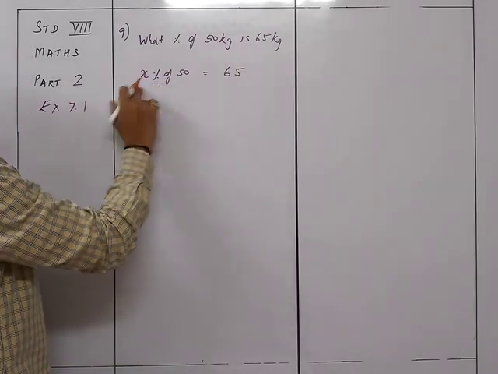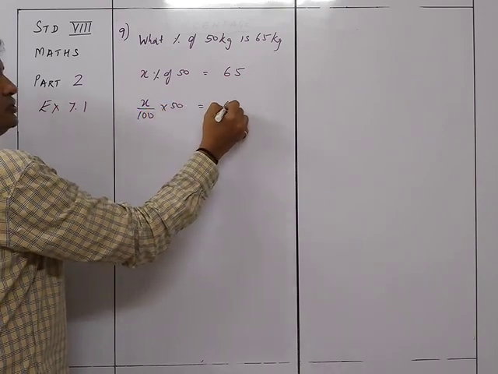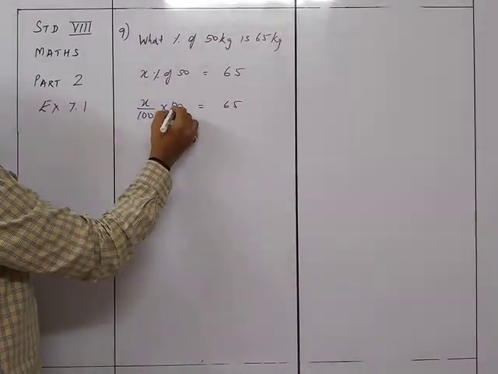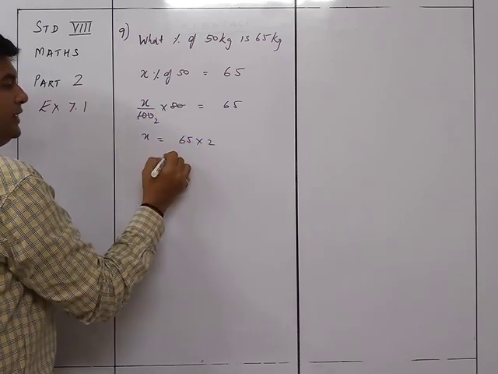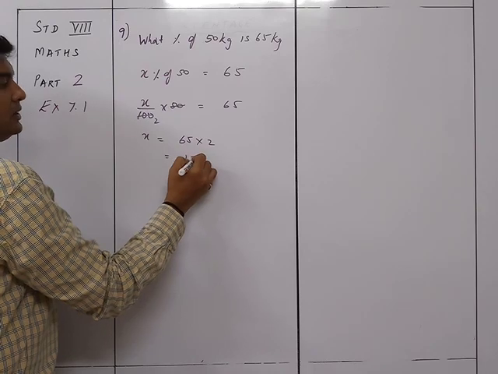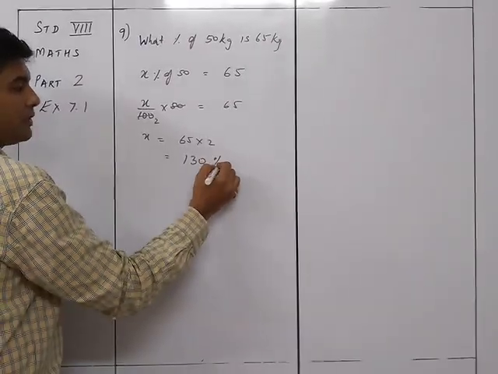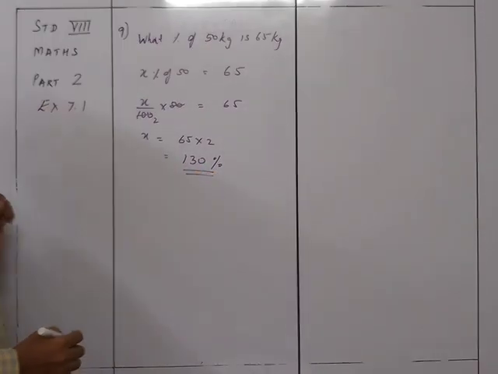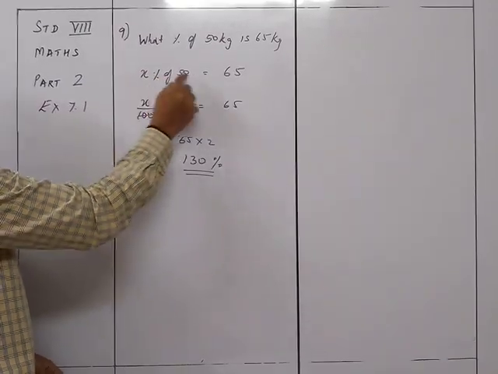So what is the formula over here? It is x upon 100 into 50 is equal to 65. So this cancels to 2. So x is equal to 65 into 2, which is 130 kg. 130%. Understood?